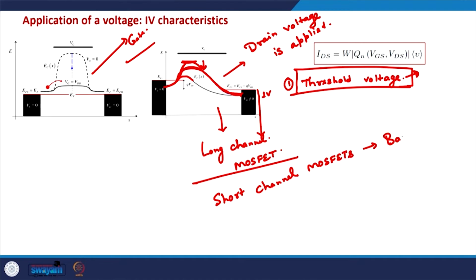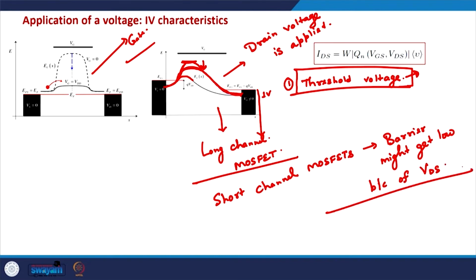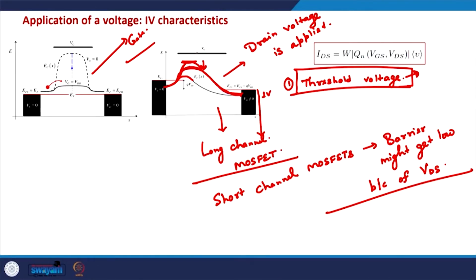So in short channel MOSFETs, what can happen is that the barrier might get lowered because of the drain voltage VDS, and this is not what we generally expect in MOSFETs. This is not what we design our MOSFETs to do. Our design desires that the barrier height should be controlled by the gate voltage, and the electric field in the channel in the x direction should be dictated by the drain voltage.